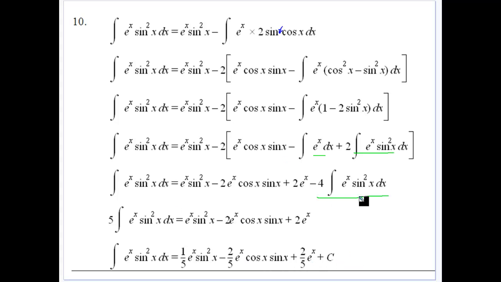So there's a little trick you need to be able to do, be able to manipulate it and get it across there.